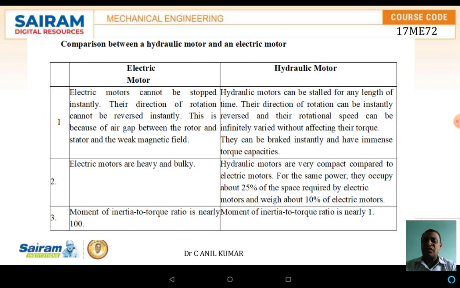The next comparison is between hydraulic motors and electric motors. Electric motors cannot be stopped instantly, but hydraulic motors can be stopped instantly, and variation of the angular momentum is also possible. As you know, hydraulic motors run at low speeds. Electric motors are heavy duty and bulky, but hydraulic motors are very compact when compared to electric motors. For the electric motor, the moment of inertia to torque ratio is nearly 100, but for hydraulic motors, the moment of inertia to torque ratio is nearly 1.